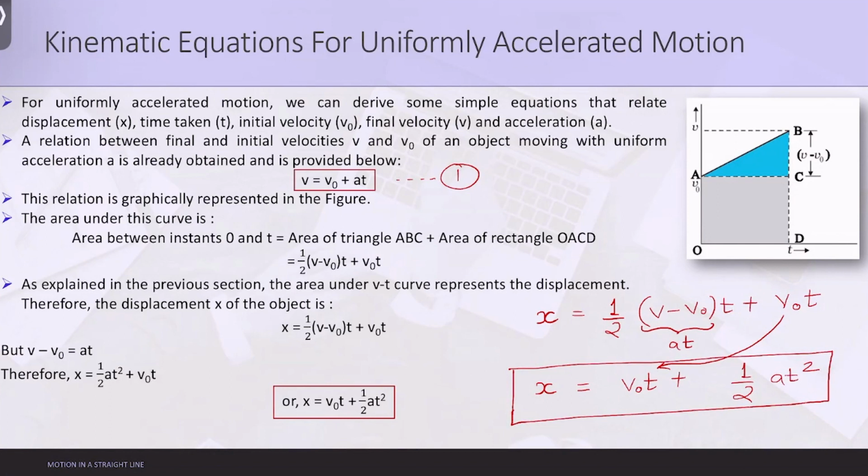Please remember, these kinematic equations will only and only be used when we have uniformly accelerated motion. Since v minus v naught is equal to at, x is equal to half at square plus v naught t, or x is equal to v naught t plus half at square.